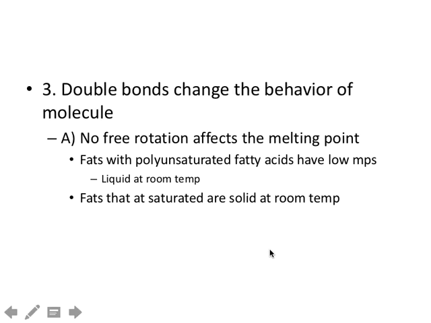So I just said that the double bond changes the behavior of the molecule. It affects its melting point. So they have low melting points, thus at room temperature they are in a liquid state. Fats that are saturated, that's supposed to be "fats that are saturated," wow, are solid at room temp.